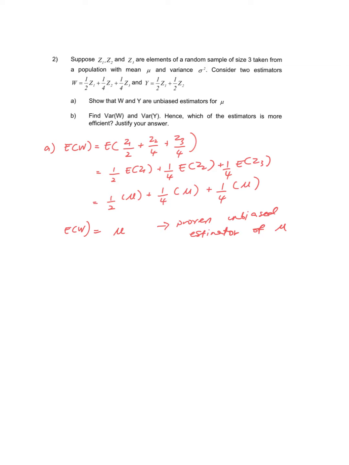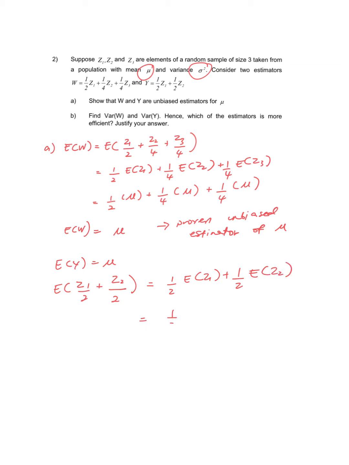Now kita nak prove untuk Y pula. Okay, so awak kena prove kan EY equals to mu jugalah. Okay, sebab dia kata population mean dia mu, variance sigma square kan. Okay, so just ganti. So EY, Y tadi Z1 over 2 plus Z2 over 2. Okay. So, akan jadi kita keluarkan constant 1 over 2 E Z1 plus 1 over 2 E Z2.